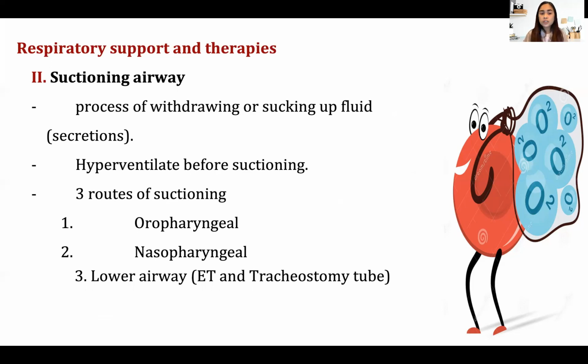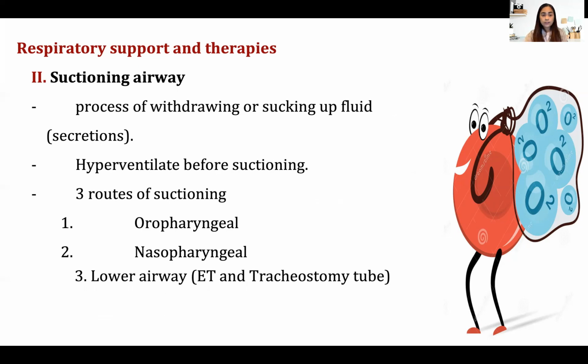Before doing suctioning, you need to hyperventilate the patient. You need to give 100% oxygen to the patient, like you are ambu bagging the patient, before suctioning. We have different routes of suctioning a patient. We have oropharyngeal, we have nasopharyngeal, and we have the lower airway, like ET and tracheostomy tube.